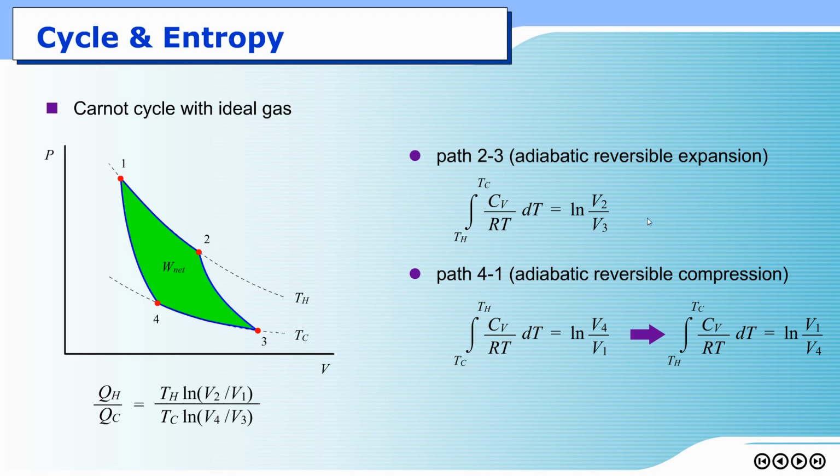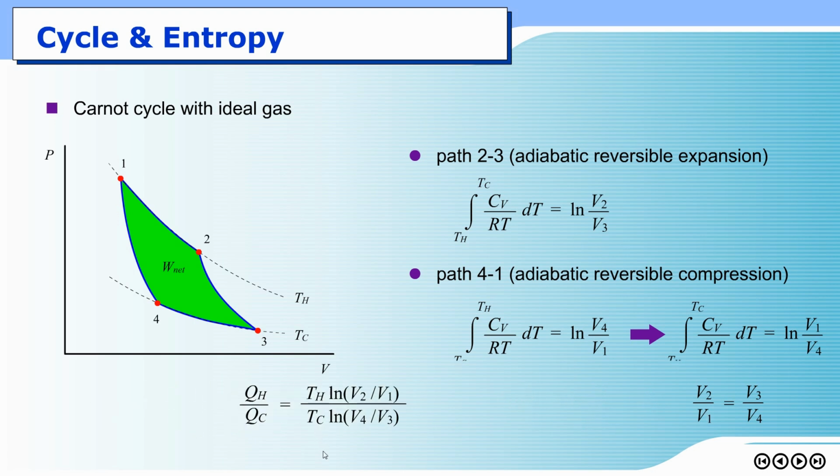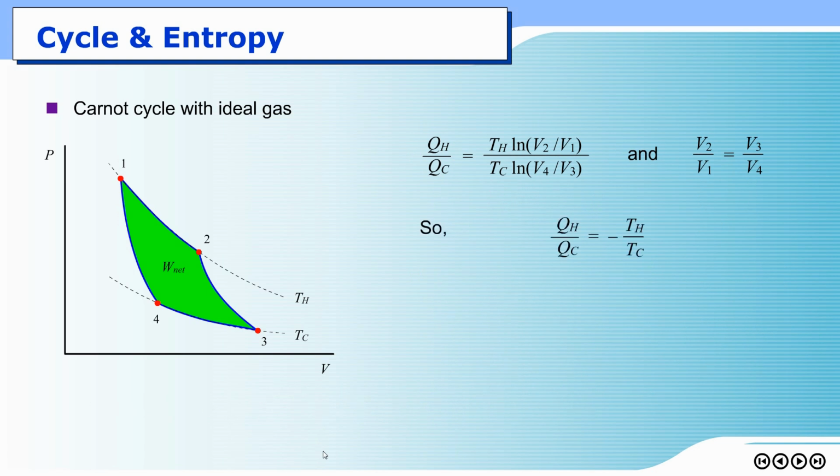From these two relationships, you can get that the volume ratio V2 and V3 should be the same as V1 and V4, or in other words, V2 over V1 equals V3 over V4, so that we can get this relationship in the same manner as this ratio here. If we take these two equations together, the logarithm ratio is supposed to be gone. Then you get QH over QC equals minus TH over TC. Then rearrange this equation to get these ratios added together to be 0.